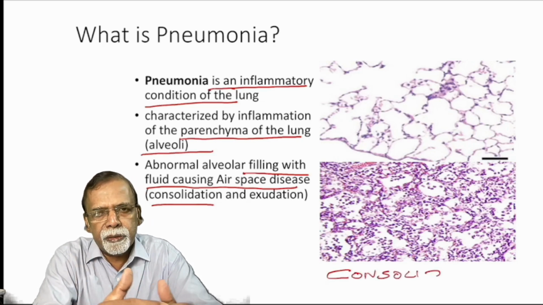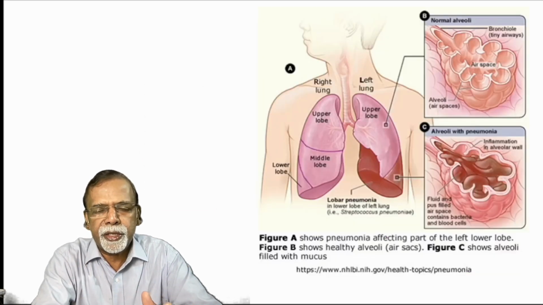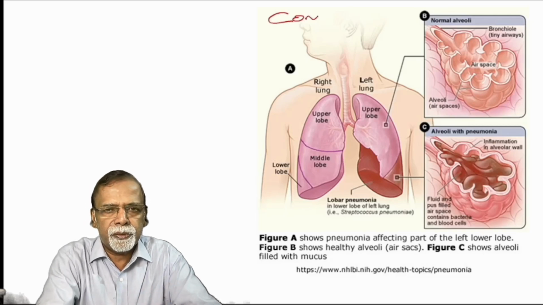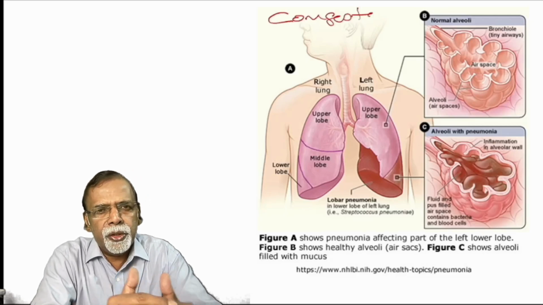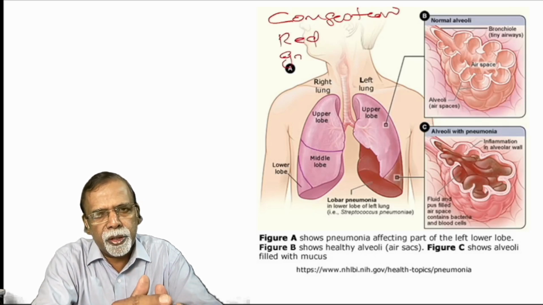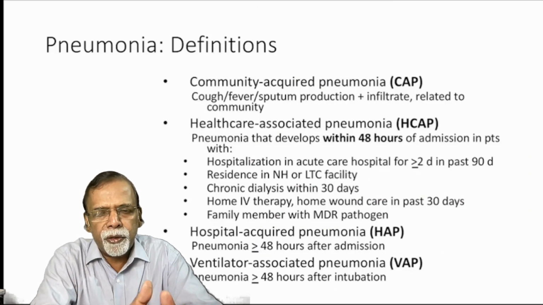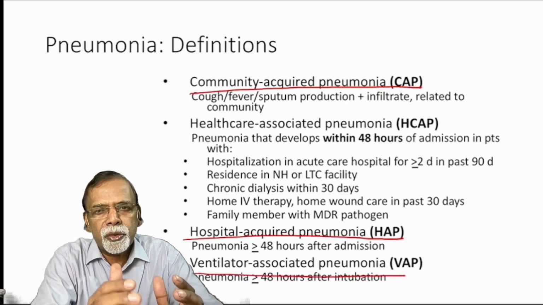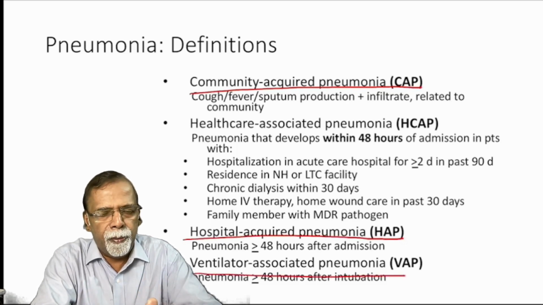There are different stages: stage of congestion, red hepatization, gray hepatization, and resolution, about which you will study in pathology. Let us go into definitions of various types of pneumonia. The most important thing is community acquired pneumonia. Second is hospital acquired pneumonia, otherwise called HAP. Third is ventilator associated pneumonia, otherwise VAP, and healthcare associated pneumonia, HCAP.